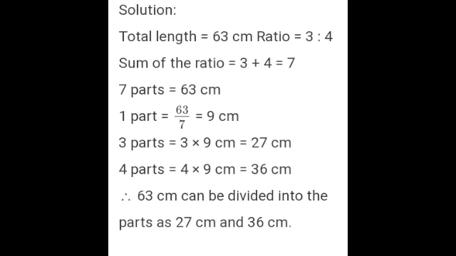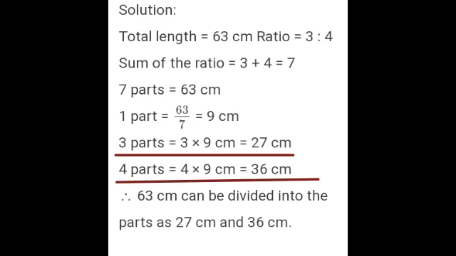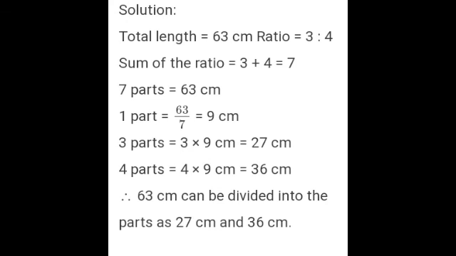Now we need to find the length of three parts. 3 into 9 is equal to 27 centimeter. Same way we can find the length of the remaining four parts, which is 4 into 9 centimeter, equal to 36 centimeter. Therefore 63 can be divided into 27 centimeter and 36 centimeter. Now let's move to objective questions.